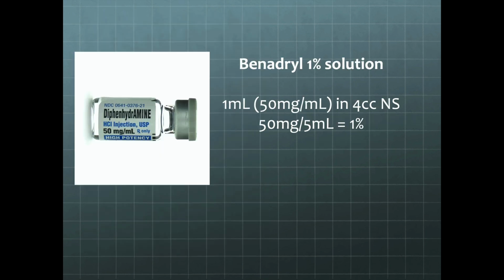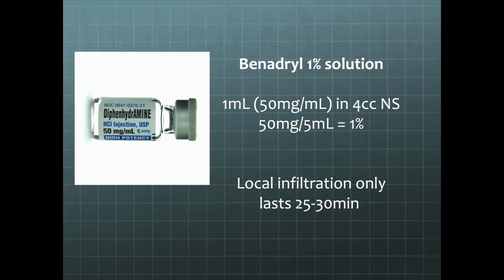If patients have a true allergy to pure local anesthetics, you could use a 1% Benadryl solution. So just take 1 cc of your 50 milligram per mil IM or IV dose of diphenhydramine and dilute it in 4 cc's of saline, and that'll give you a 1% solution. This is for local infiltration only and shouldn't be used for nerve blocks, but it'll give you 25 to 30 minutes of some pretty good local anesthesia if you had to repair a wound. You just have to watch for the typical anticholinergic syndrome and sedation if you use too high a dose.